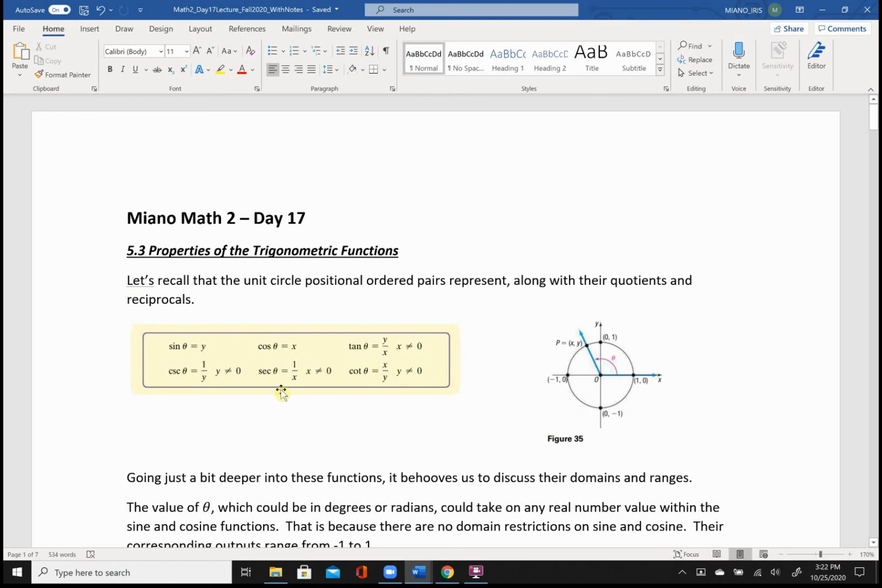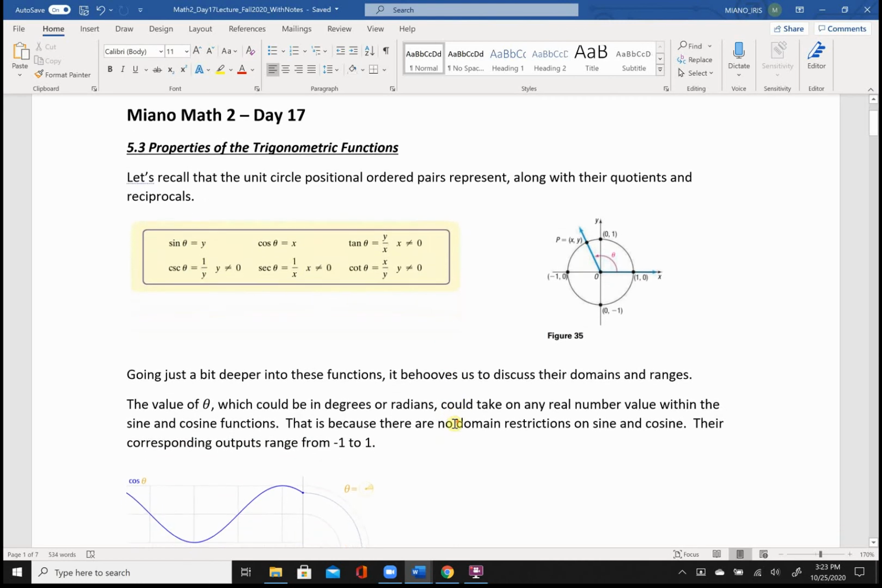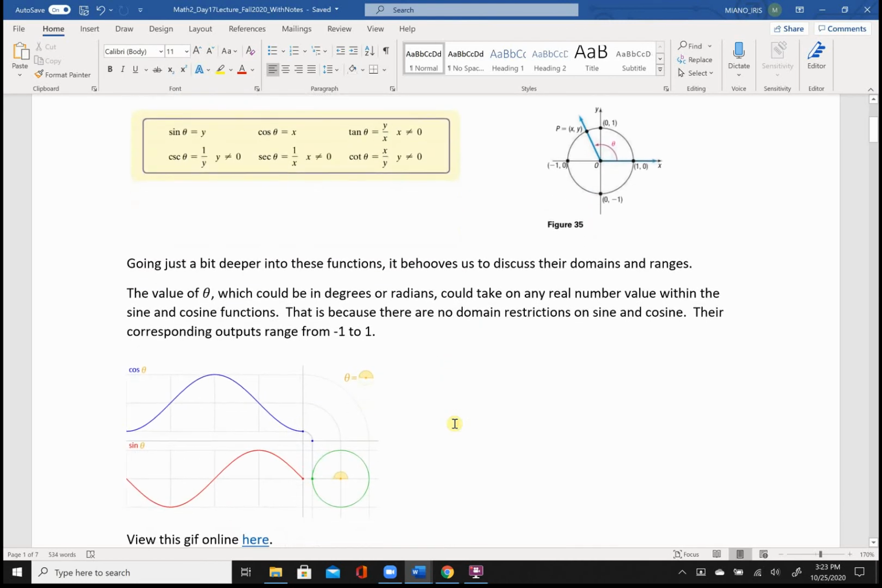Okay, and then there are four other trigonometric functions that can result from that by either taking the quotient of the cosine and the sine, or vice versa, or the reciprocal of the sine and the cosine. Okay, so let's get a little bit deeper into this with the properties that we're going to be learning here.